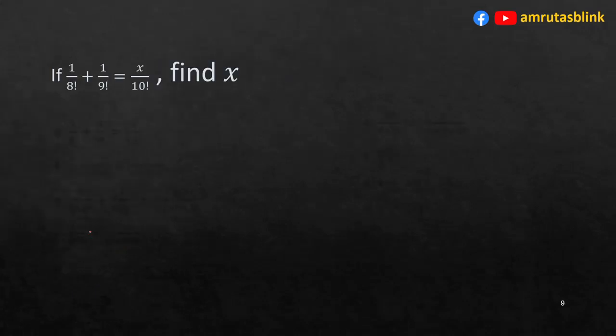Now this problem is a little bit different. Here the expression is given that 1 upon 8 factorial plus 1 upon 9 factorial is equal to x upon 10 factorial, and we have to find out the value of x. We will just rewrite the given expression. Now first of all we have to simplify. We will observe the given expression. On the left hand side there are two terms and on the right hand side there is just one term. So we will first of all simplify the left hand side, that is LHS.